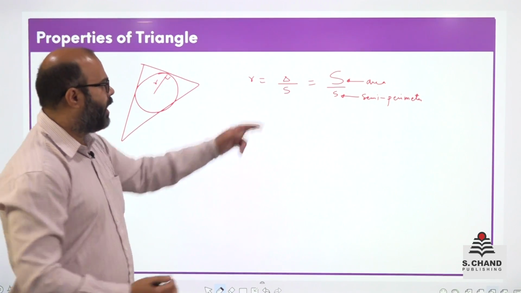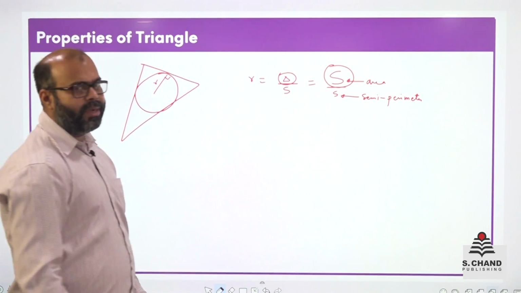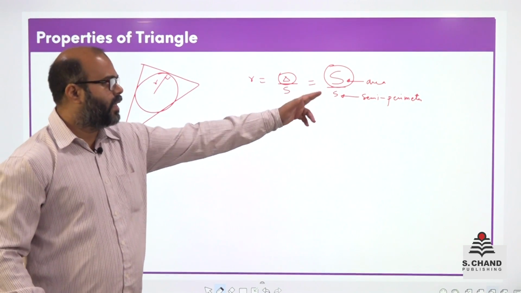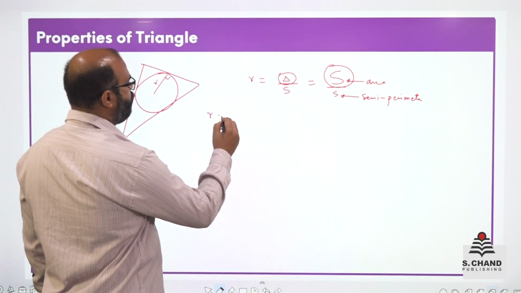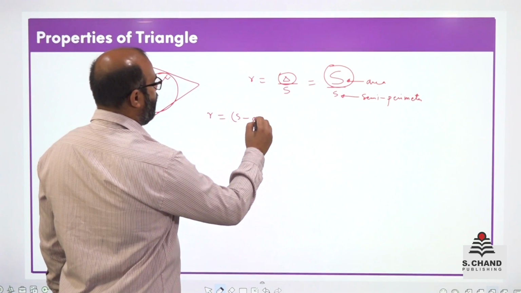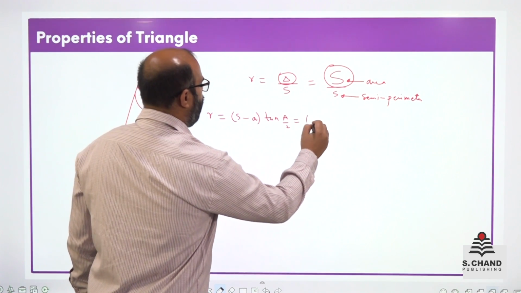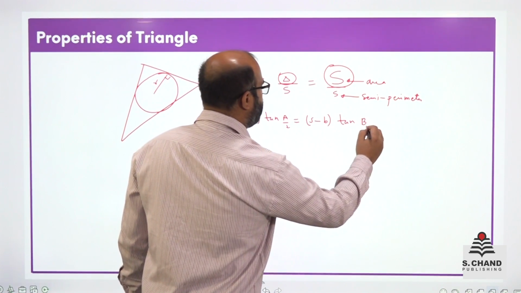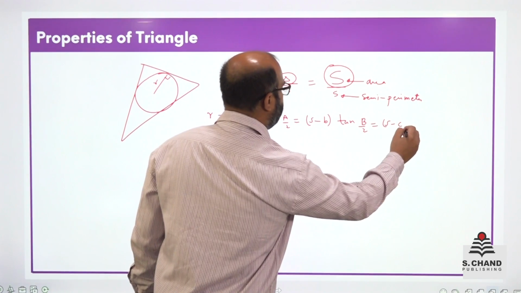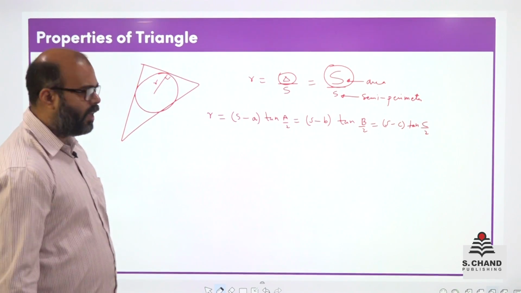So I am using triangle in place of capital S, which is the area. But in the book you will find capital S as the area and small s as the semi perimeter. So from here again some more formulas are there, that r is (S minus a) tan A by 2, or (S minus b) tan B by 2, or (S minus c) tan C by 2. So similarly we have formulas for ex-radii also.